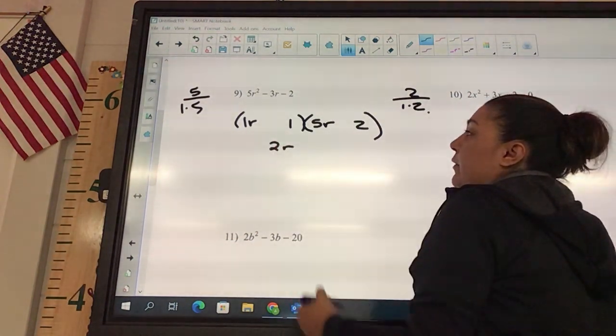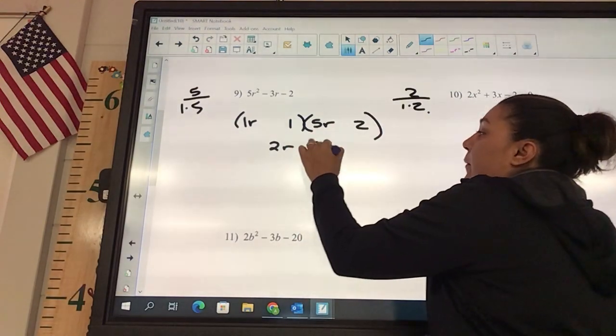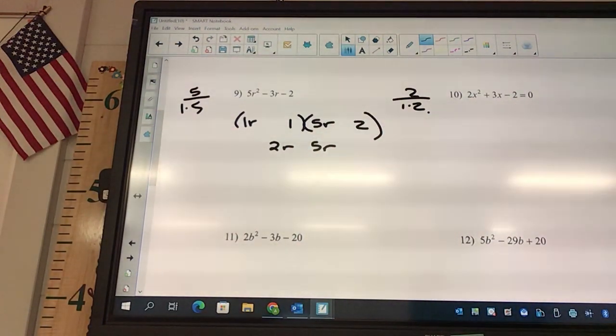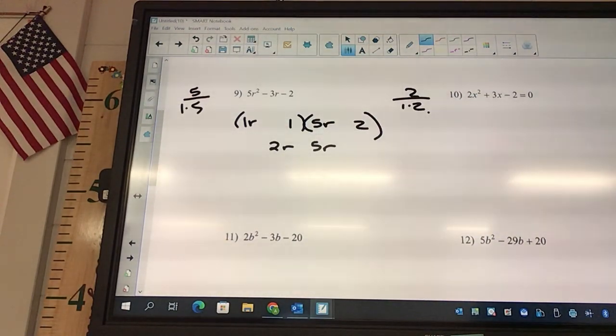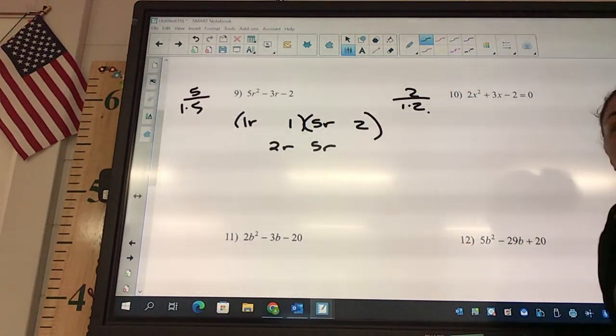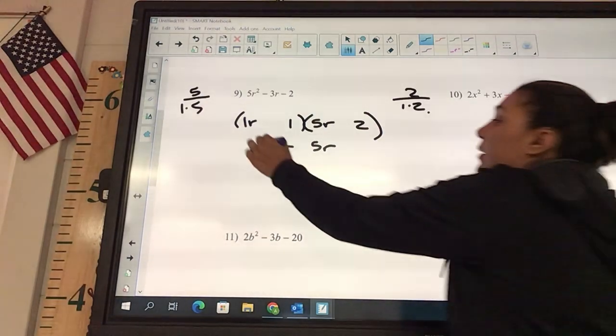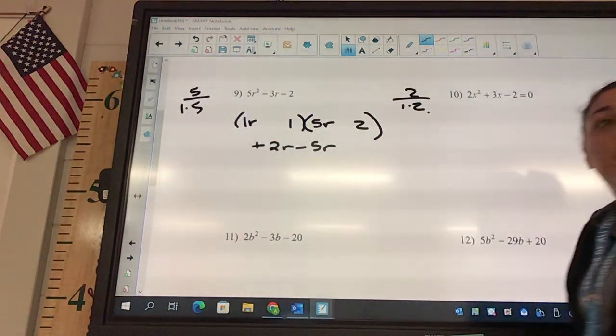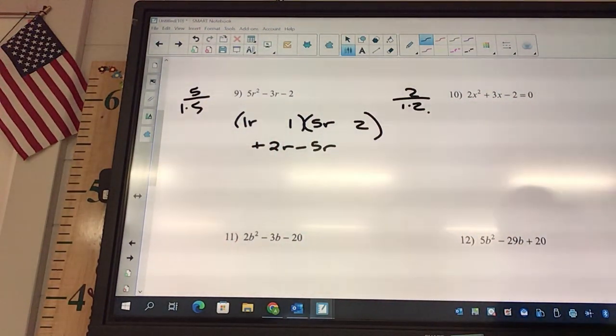2r. The inner? 5r. Okay, would a 2r and a 5r ever give me a 3r? How? I need a negative 3. A plus minus. So then above it is going to be what? Minus plus.